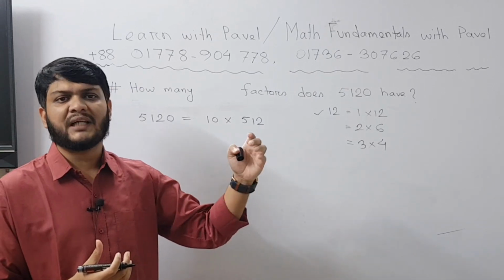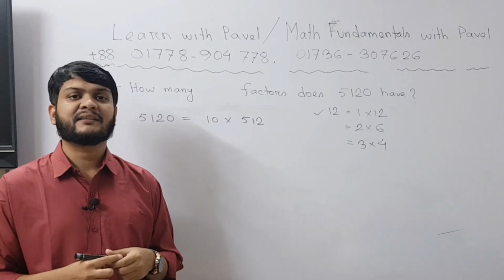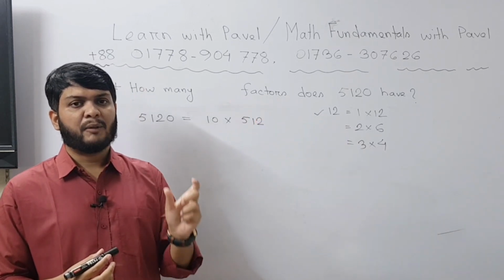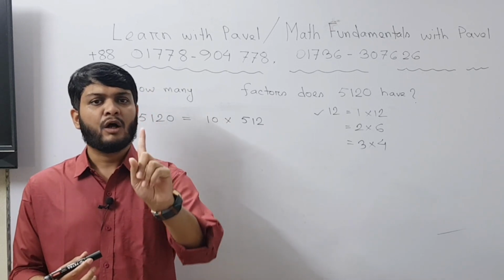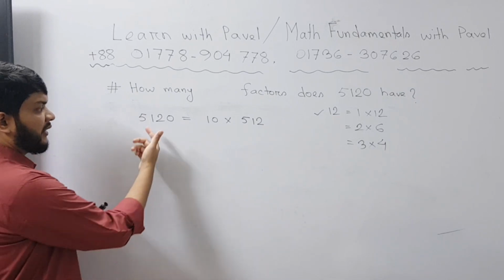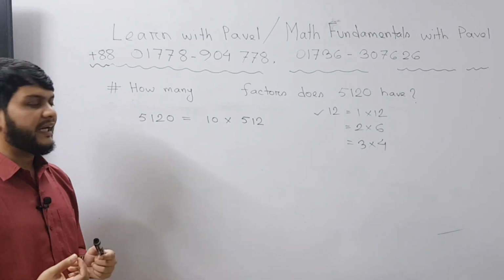However you start, you have to remember the fundamental theorem of arithmetic: however you start the breakdown process, the prime factorization will be unique. Every number has one and only one prime factorization. So no problem however you start. You can even start by dividing by 5, or you can start by dividing by 2.